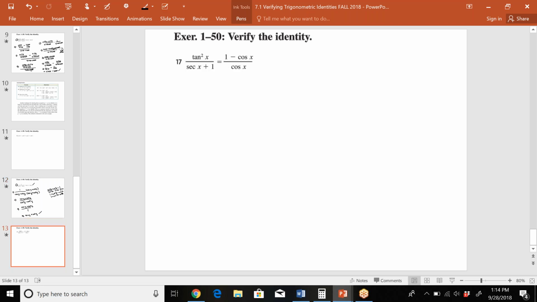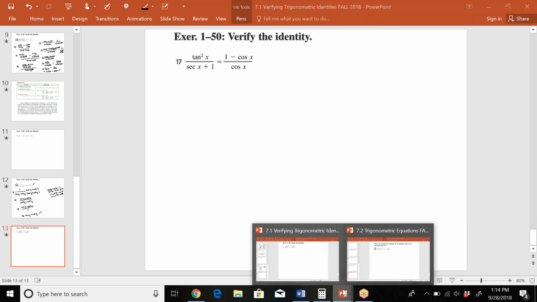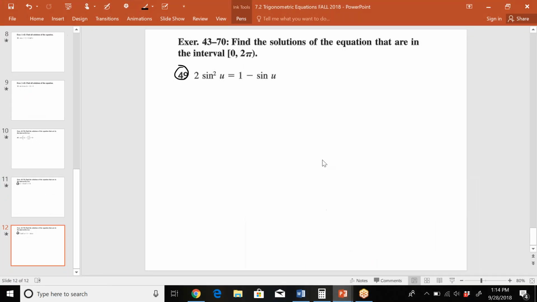Okay, so that's the end of this one, because I believe we did all of the others in class together. On section 7.2, we had the final two problems left over that I did not get to in class, so we're going to work through those. It says find the solutions of the equation that are in the interval 0 to 2 pi, but to do that, we're going to find all possible solutions. Remember, we learned this last time, and then we'll plug in appropriate values for the angle to see how many of them are between 0 and 2 pi.